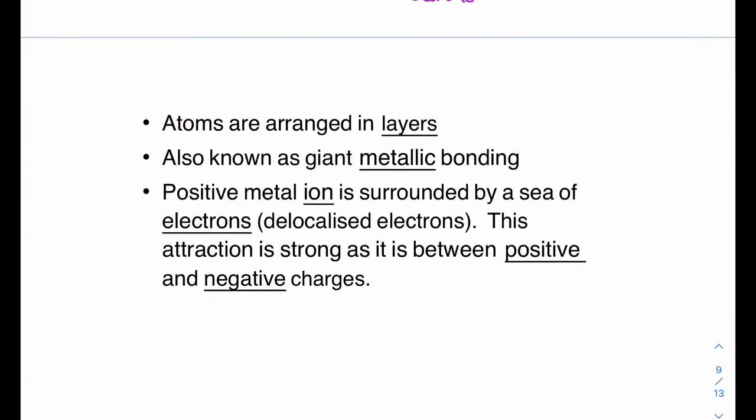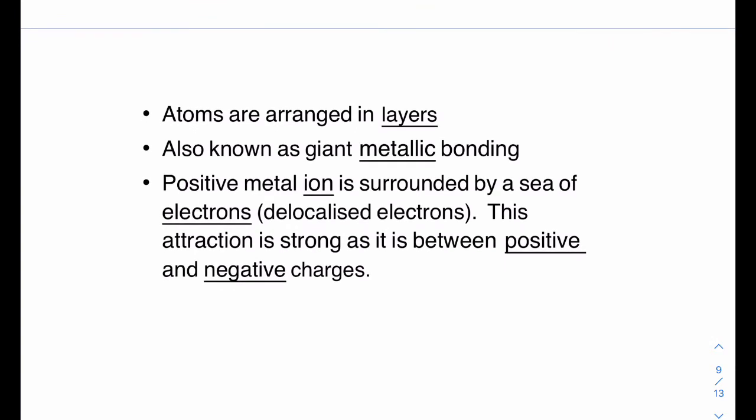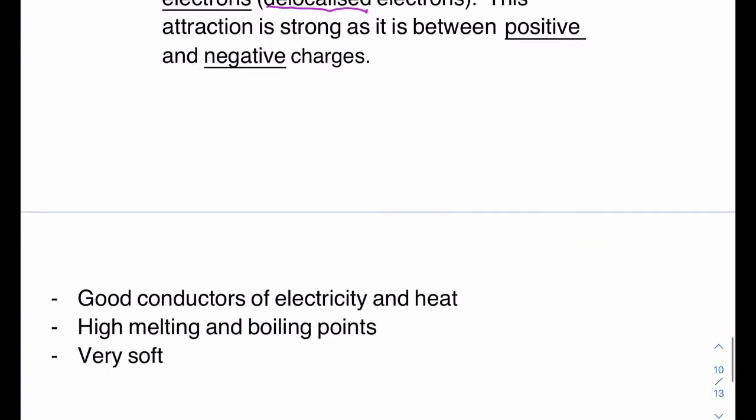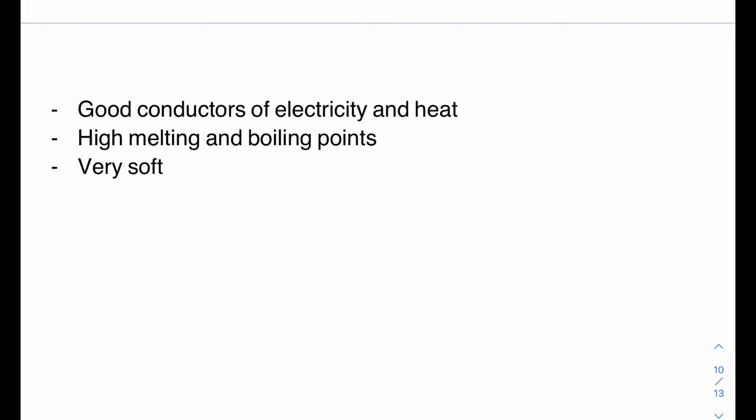So here's just a summary of that in words. The atoms are arranged in layers. This is also sometimes known as giant metallic bonding if it's a larger structure. The positive metal ion, because it's lost those electrons, is surrounded by a sea of electrons, sometimes referred to as delocalized, and that just means it's no longer near its originating atom. This attraction is really, really strong because it's between those positive ions and the negative charges of that sea of electrons. And this means that the properties of metallic structures are these.